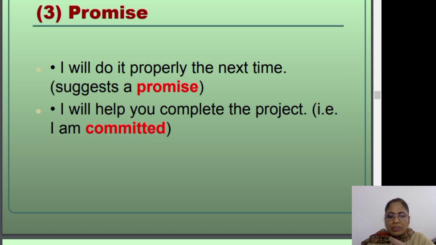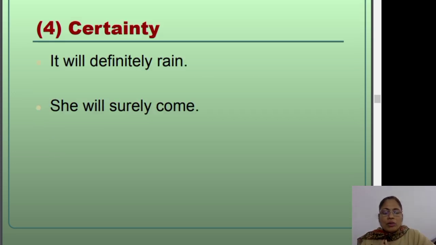If I want to make a promise, how will I use will? I will do it properly the next time. This suggests a promise. I will help you complete the project means that I am committed to help you, which is also a promise. Will expresses certainty. It will definitely rain. She will surely come.